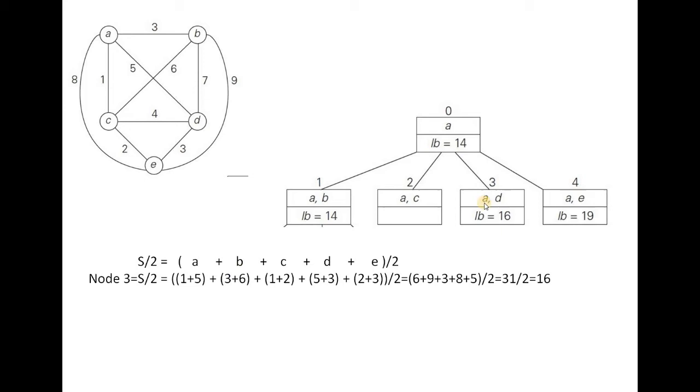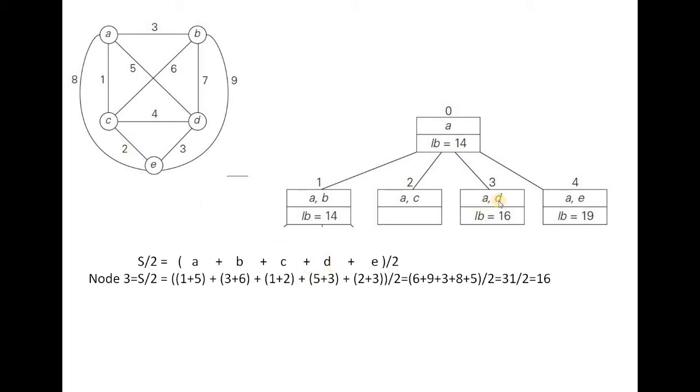Next B. B is not there in the pair. That's fine. So directly you need to select two least cost paths. Those are 3 and 6. These two paths. So right here 3 and 6. C is not there in the pair. Directly pick two least cost paths. 1 and 2.